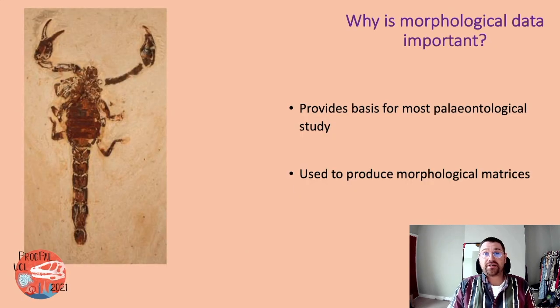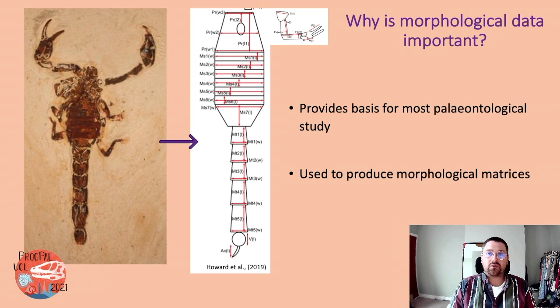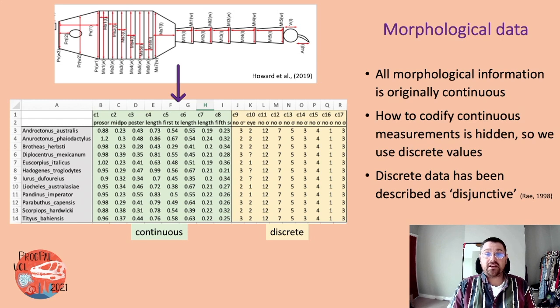So morphological character data is something that pretty much all of us will have used before. It provides the basis for most paleontological study, where we take a fossil, we quantify the data, and then we use that to produce a morphological matrix, where we have species and we define specific characters. Now, ultimately, all morphological information is originally continuous, despite the fact that we will often include discrete characters in there.